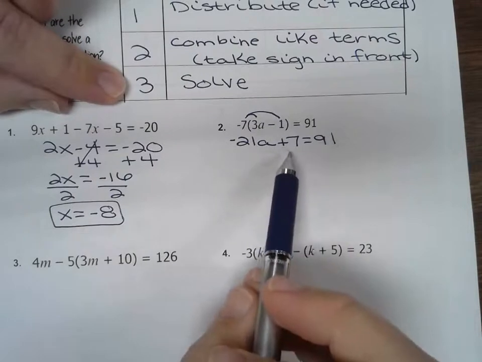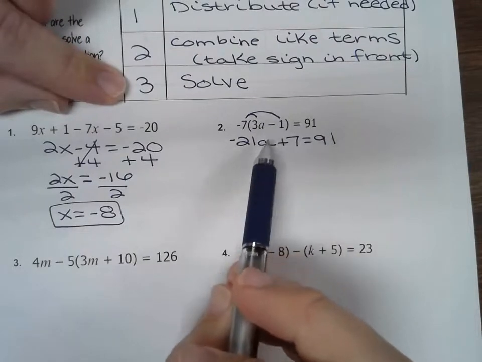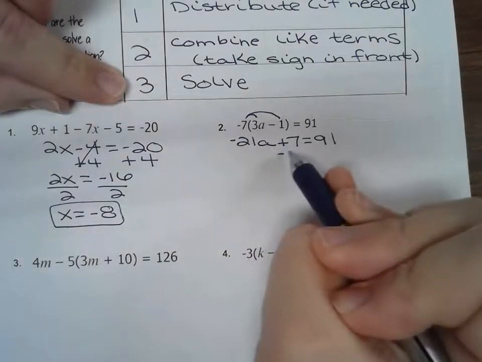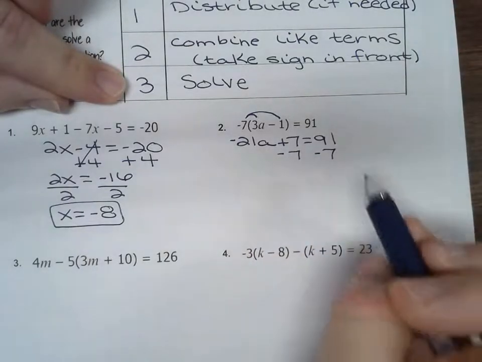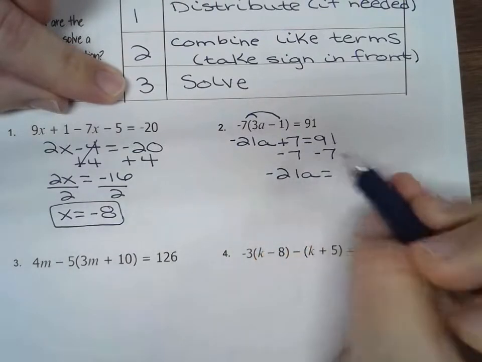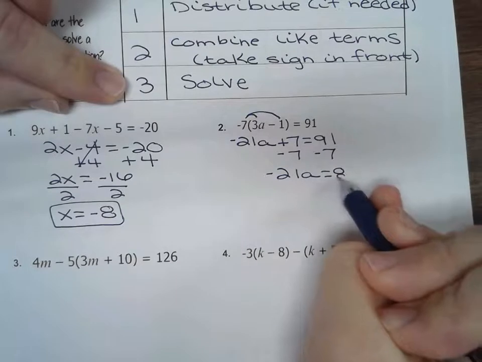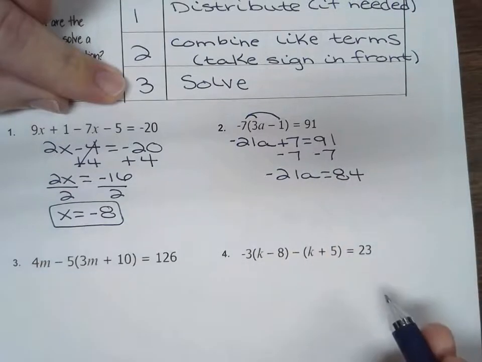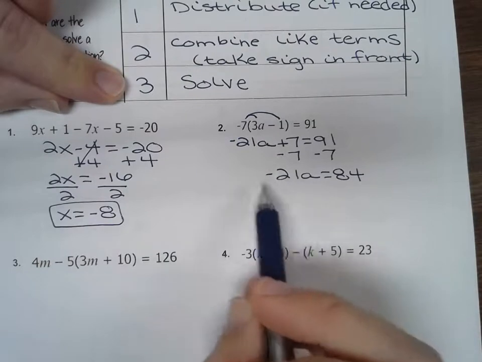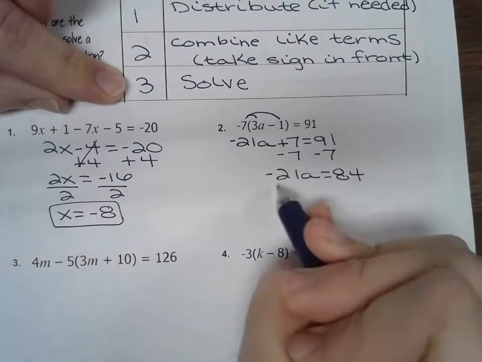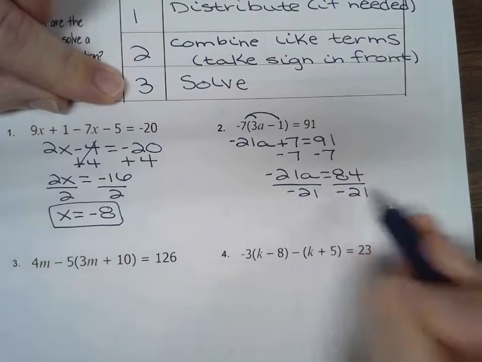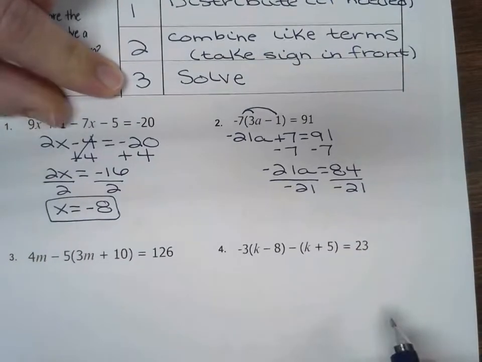Again, we get rid of the constant, which is the number furthest away from the a, first. I'm adding 7. I'm moving it to the other side of the equal sign, so we're going to subtract 7. So negative 21a equals 91 minus 7, which is 84. Again, use a calculator if you need to. And then we are multiplying by negative 21, we're not subtracting 21. So we're going to divide by negative 21. The opposite of multiplying by negative 21 is dividing both sides by negative 21.